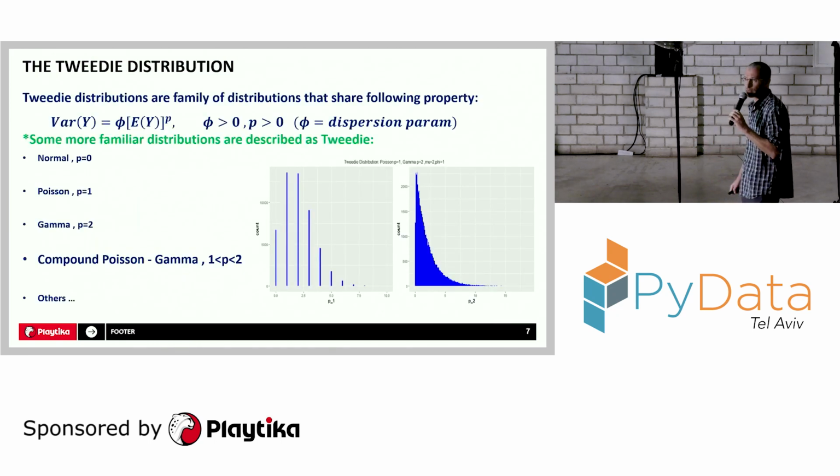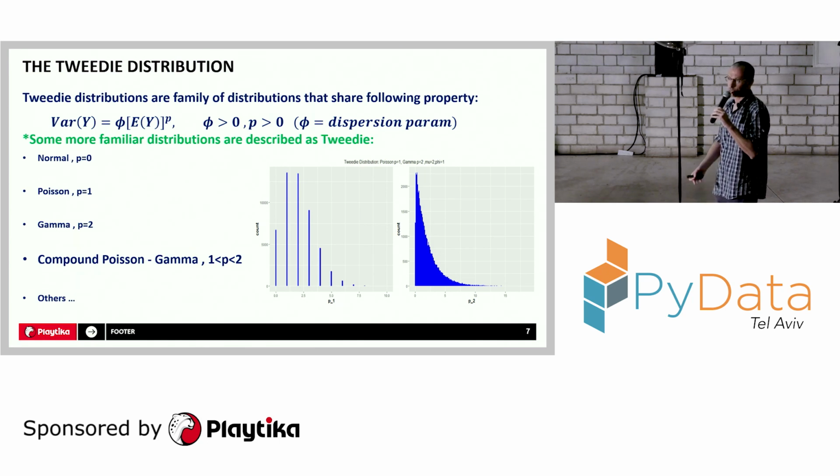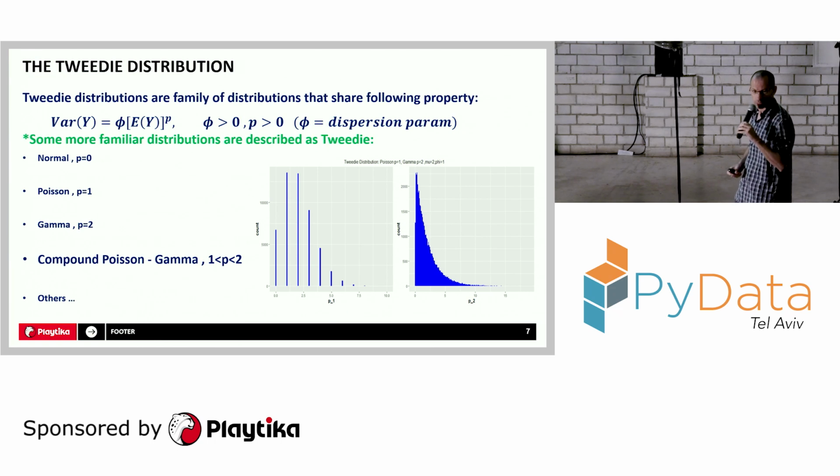So what we want to discuss today is the Tweedie distribution. As you see, it shares the following characteristics. We have a linkage between the variance and the expectation given in this formula. And actually the Tweedie distribution is a generalization of more known distributions like the Gaussian, the Poisson, the Gamma, Poisson and Gamma you see here. And this is dictated by the p, which is the power that is applied to the expected value.